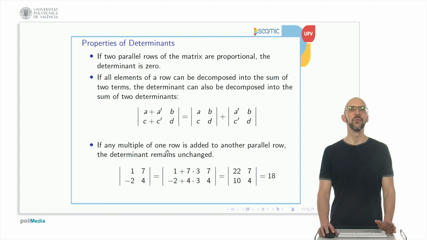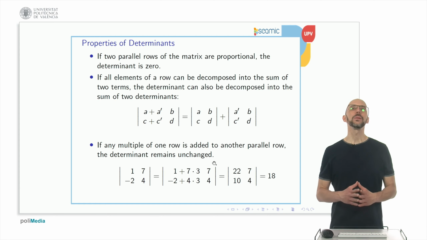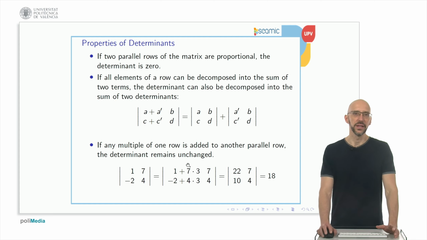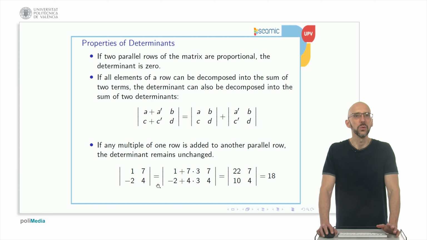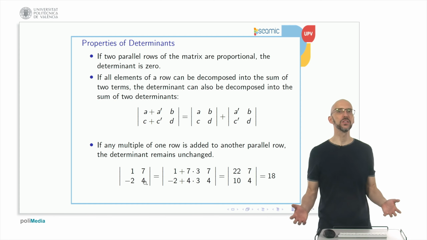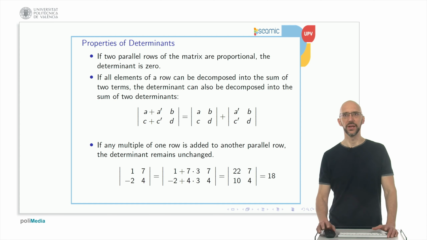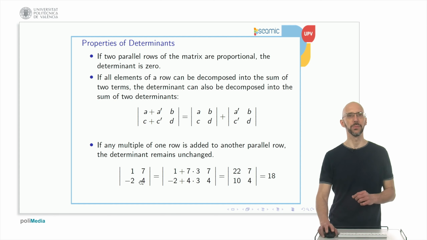Another property: if any multiple of one row is added to another parallel row, the determinant remains unchanged. Very important property. In this case, for example, let me show you here. I have 1, negative 2, and 7, 4. I'm going to add to the first column the second multiplied by 3. It's a really strange movement, but it's very useful at the end. Okay, this is a very important property.